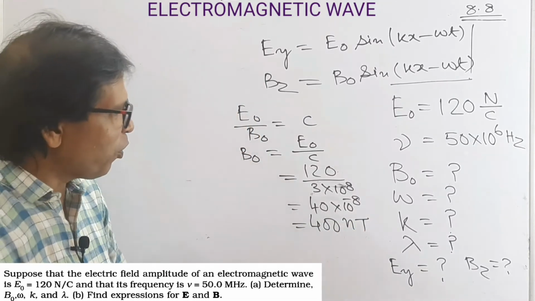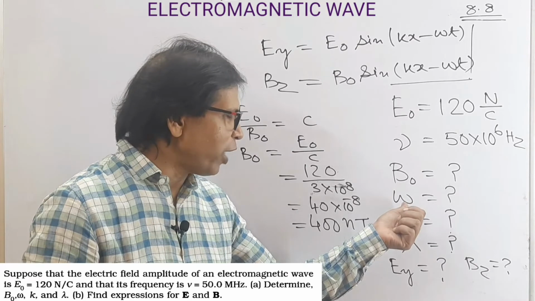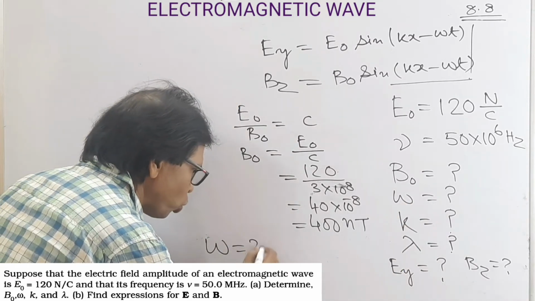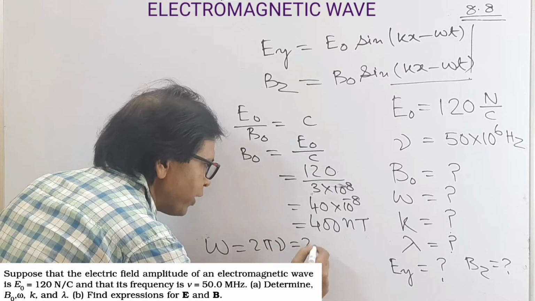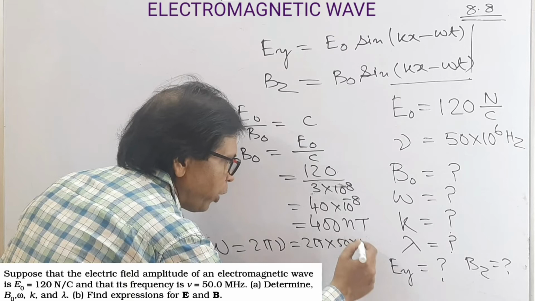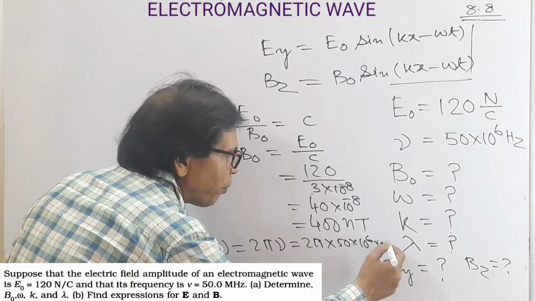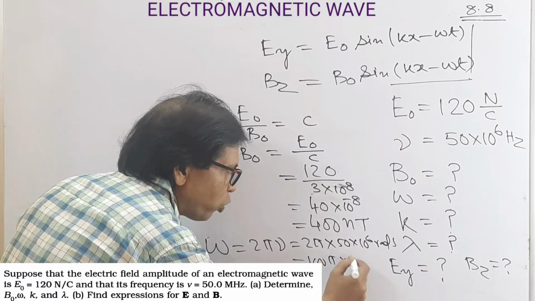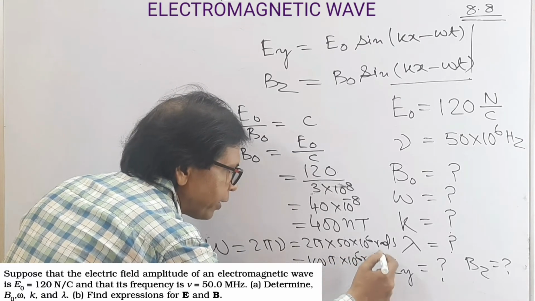Okay. Now look at this omega. Now angular frequency omega equals 2 pi nu. So look at this, this is 2 pi into 50 into 10 to the power 6 radian per second. So this is 100 pi into 10 to the power 6 radian per second.